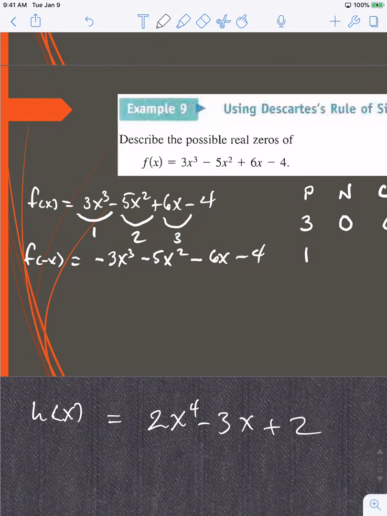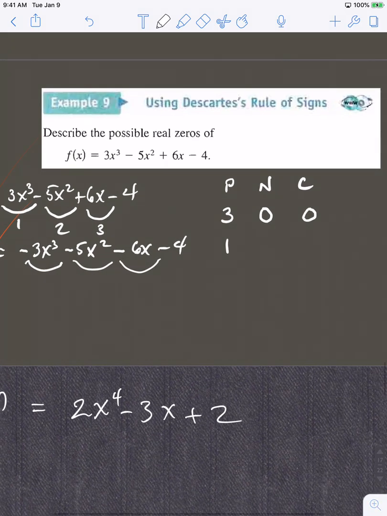Now let's look at how many sign changes there are in this polynomial. Negative to negative, no sign change. Negative to negative, no sign change. Negative to negative, no sign change. So there are no negative real roots or zeros.